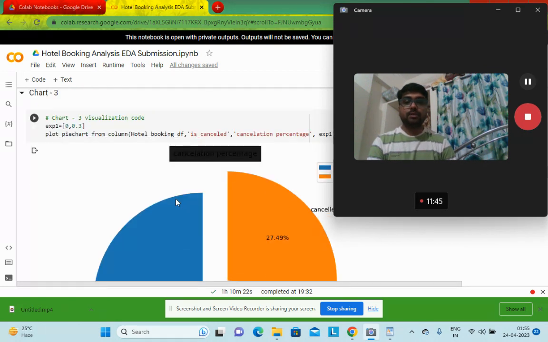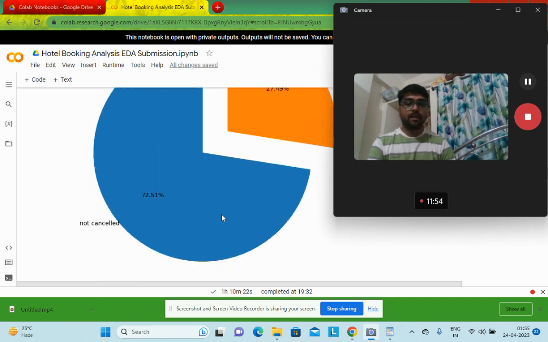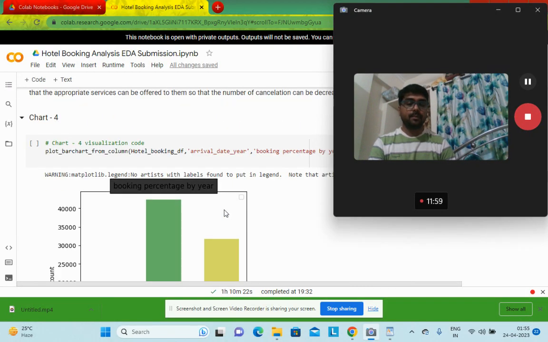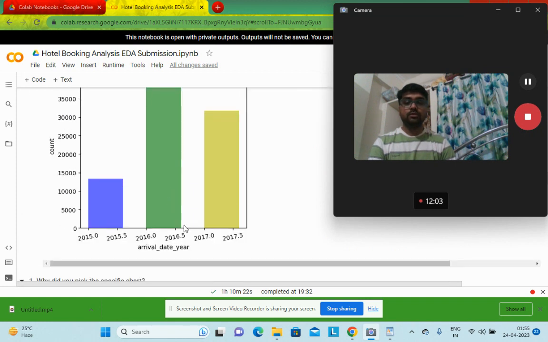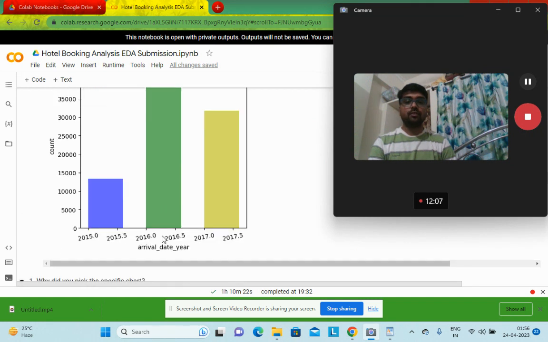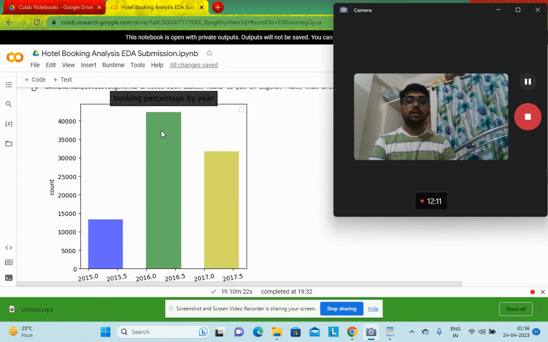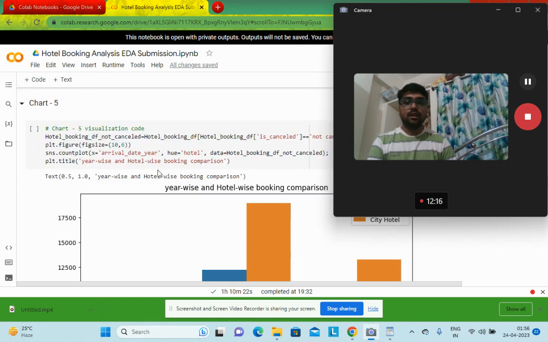Next, this particular chart shows the cancellation percentage. So we can see from here 27.49% were cancellations, which is a matter of concern as it is more than 20%. Next, this chart shows the arrival date here. So 2016, we have already seen that 2016 was the year when the maximum arrival took place and maximum booking also took place.